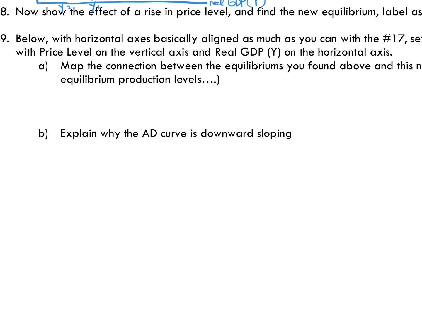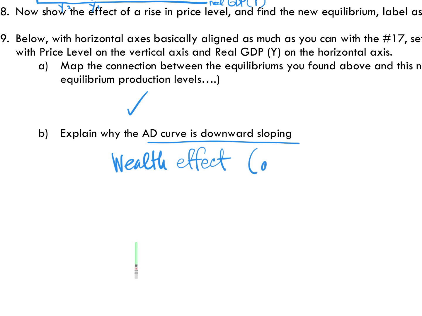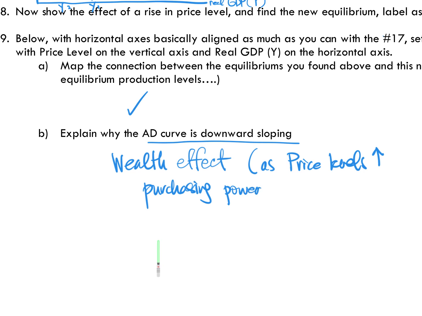All right, so we did all that. Check. Explain why the aggregate demand curve is downward sloping. Here's a summary of basically what we just said: the wealth effect and the foreign purchases or international trade effect. So the wealth effect is, as our price level increases, the purchasing power of that wealth drops, and we will spend less. So that's going to be a drop in the C part of C plus I plus G plus net exports.